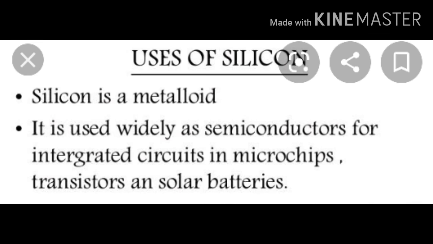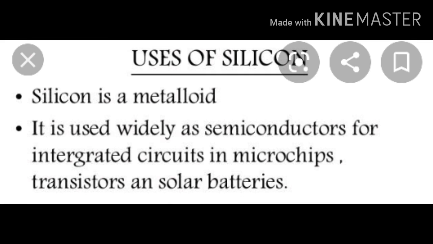Now let us see the uses of silicon. Silicon is a metalloid, and it is widely used as a semiconductor for integrated circuits in microchips, transistors and solar batteries. Silicon is used in electronic components such as transistors, integrated circuits, microprocessors and chips used in computers. So these all are the uses of silicon.